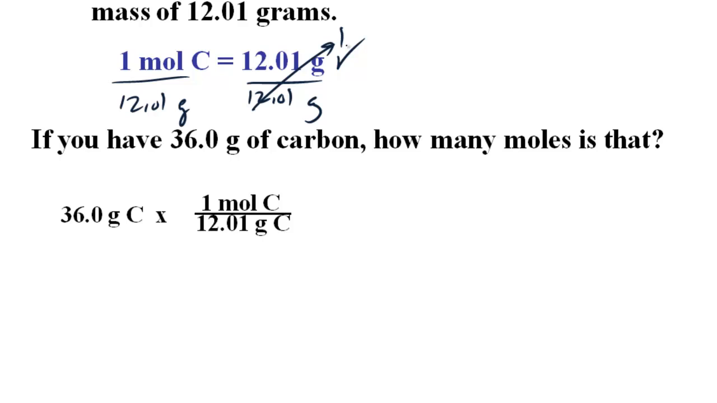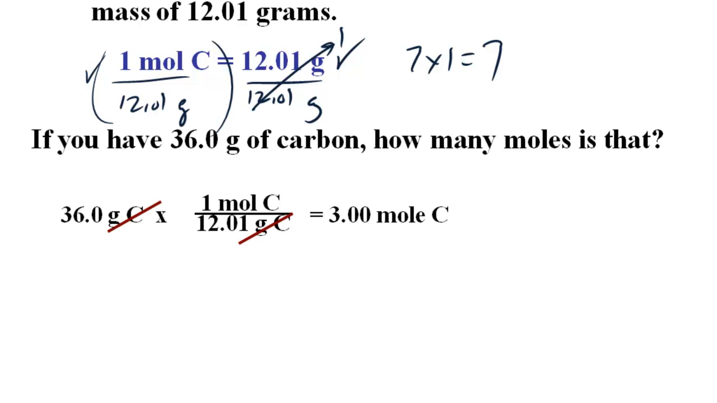This side becomes 1. That's important because it says that this conversion factor here is an identity. So if we have 7 times 1, our answer is 7. That's what we know in mathematics. So this conversion factor equals 1, and so we're not changing the quantity of carbon we have. All we're doing is changing the units from grams to moles. So when we calculate this out, the grams of carbon cancel out, and we get 3.00 moles of carbon.